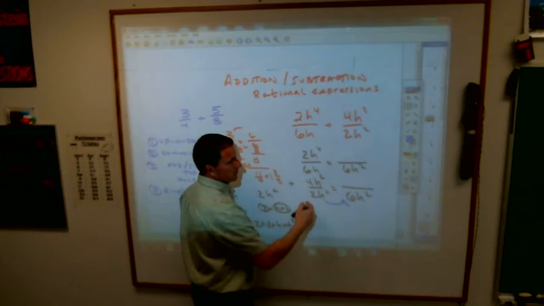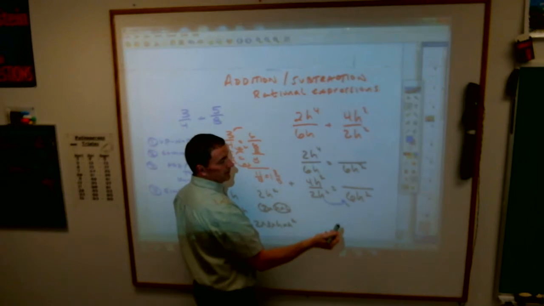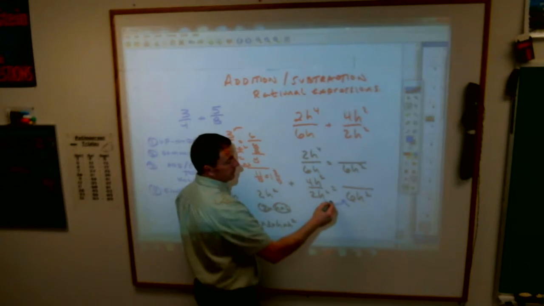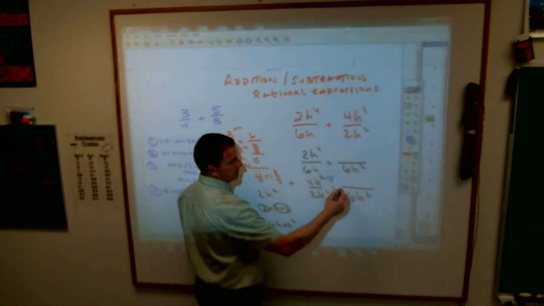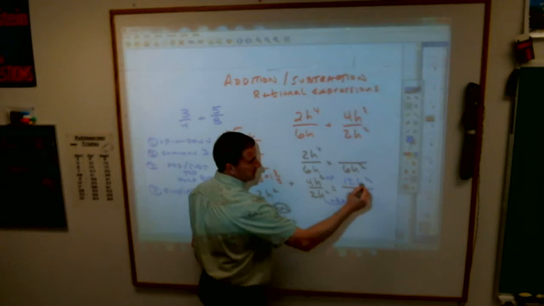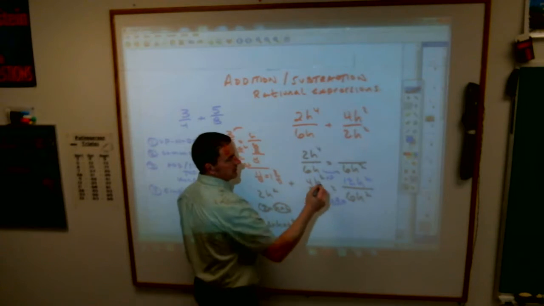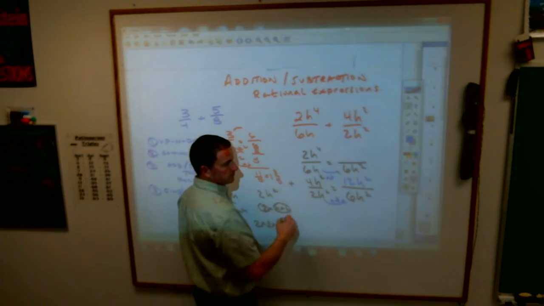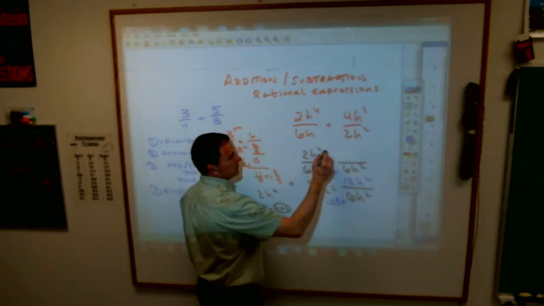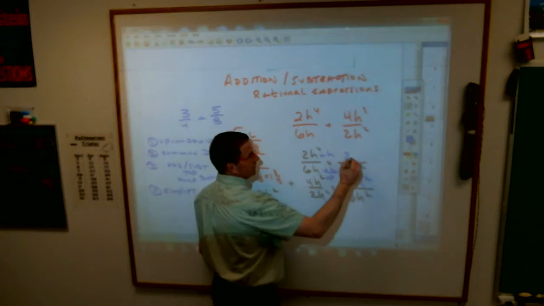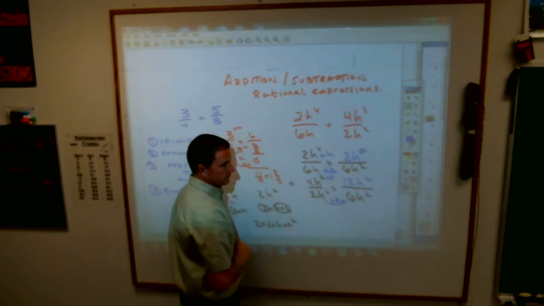To go from 2h squared to 6h squared, you have to multiply by somebody? 3, so you multiply the top by 3. 4 times 3 is 12h squared. What times 6h gives you 6h squared? What am I missing? Shout it out, somebody. H. That's what I thought you were asking. So you multiply the top by h and you get 2h to the 5th.